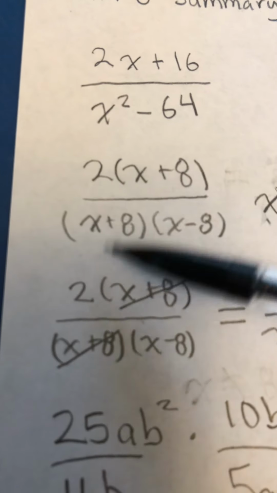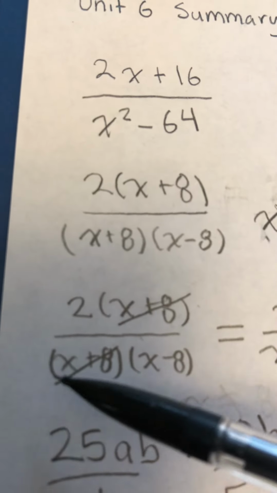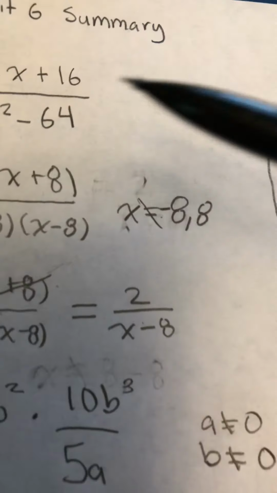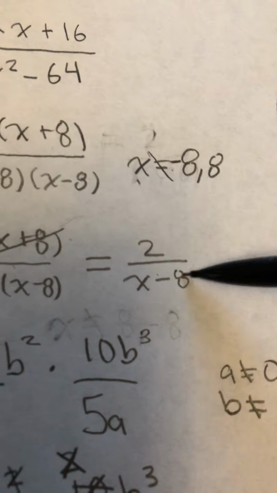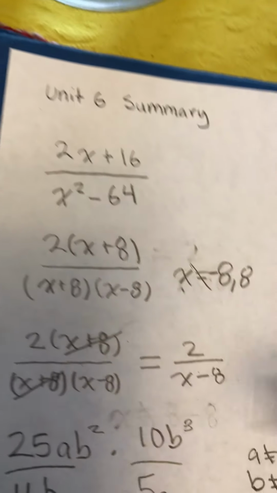We've got some similarities. So x plus 8 over x plus 8, we would just cancel those out, and we would be left with 2 over x minus 8, and that's our answer. So that's how to do that.